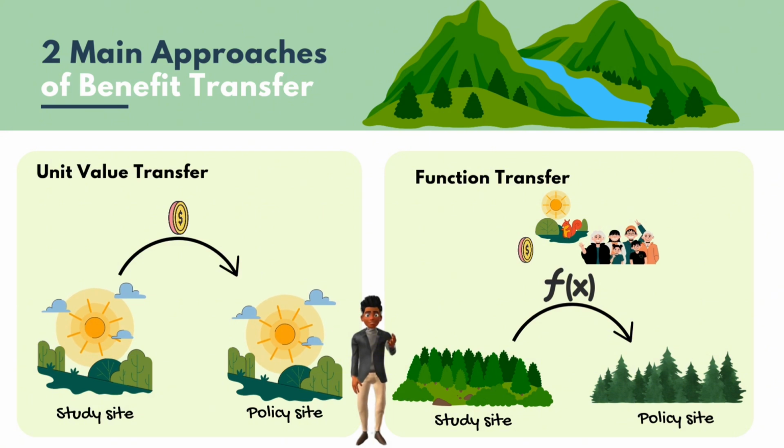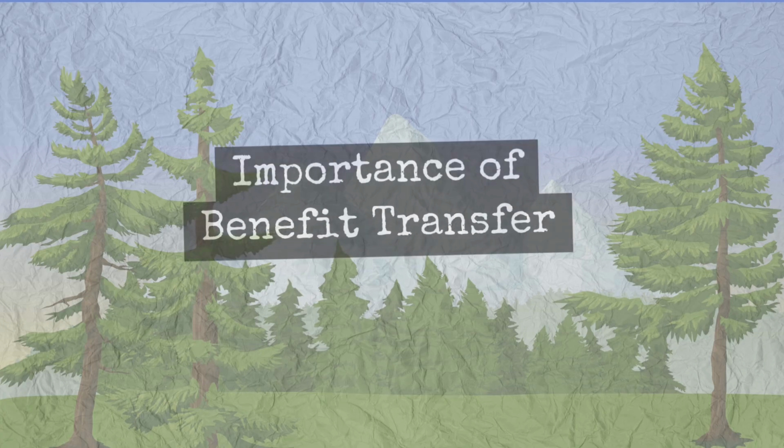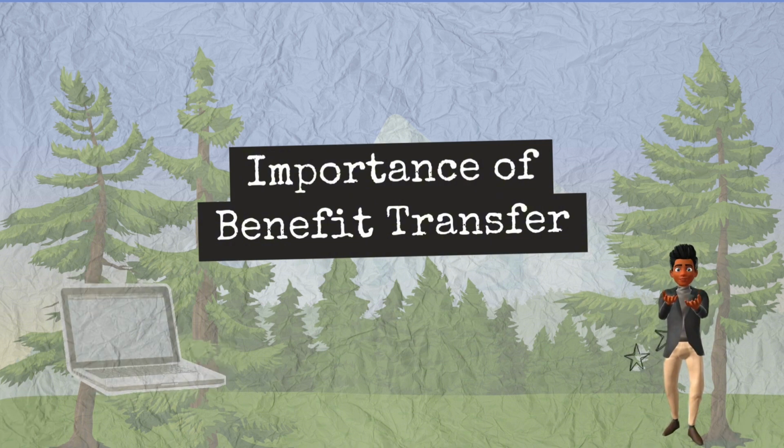Unit value transfer directly transfers monetary values or benefit estimates from the study site to the policy site, assuming that both regions are similar. Function transfer transfers a valuation function or model from the study site, allowing customization for the policy site. The function relates ecosystem service values to variables like population, income, or ecosystem characteristics. Essentially, benefit transfer is crucial for bridging the gap between environmental science and economic policy.